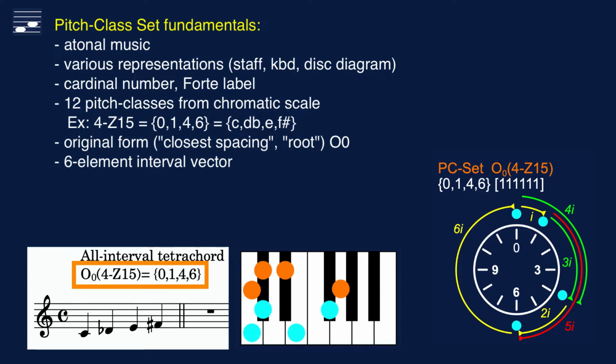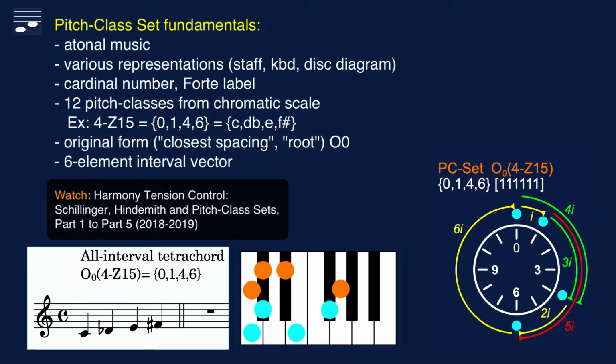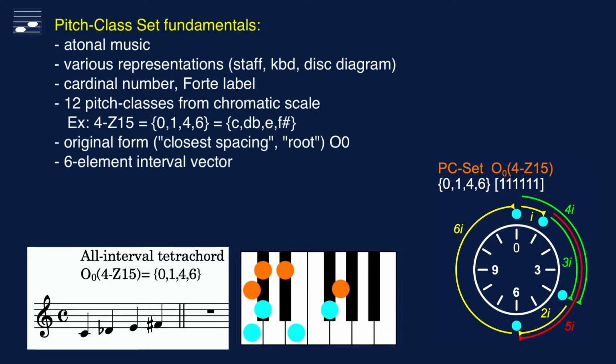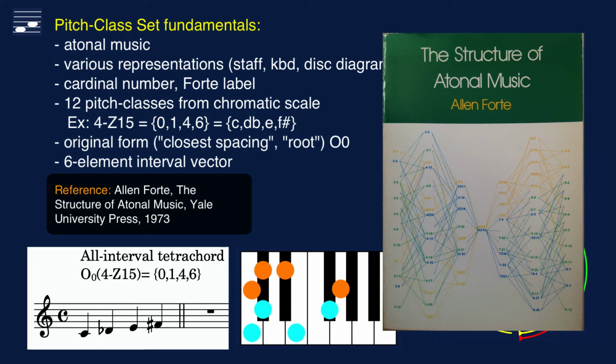Pitch-class sets may be classified with a Forte label. For a more in-depth treatment, watch my 5-part tutorial series on this topic. Here we see the example set 4Z15 with 4 pitch classes and the 6-element interval vector in square brackets. By the way, I'm still hesitating between English and American pronunciation, Z versus Z. Forte labels, set theory and properties are the subject of this textbook by Allen Forte.